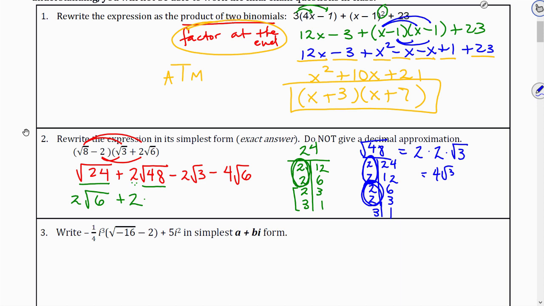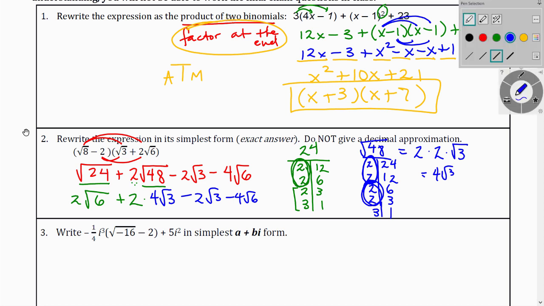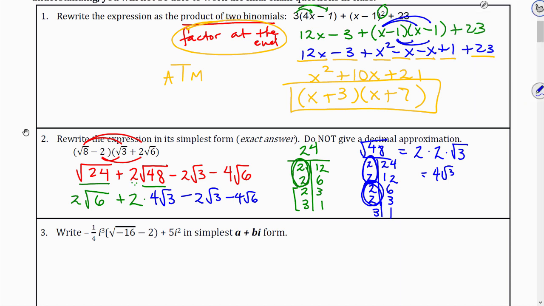So let me go back over here. I have 2 times 4 root 3, minus, again, 2 root 3 minus 4 root 6. Okay. For the sake of space, I'm going to do something here without rewriting it. 2 times 4 is 8. Okay, and now I will combine like terms.